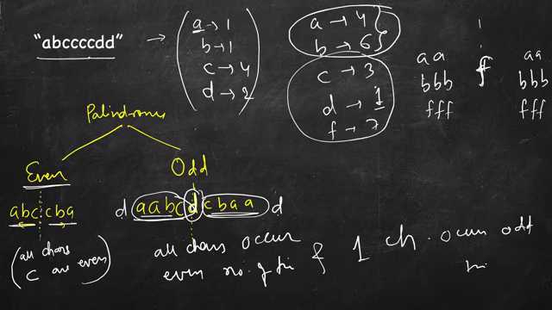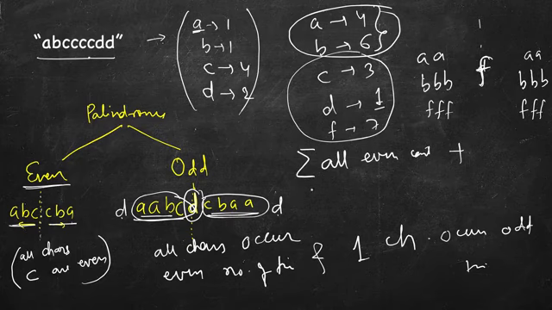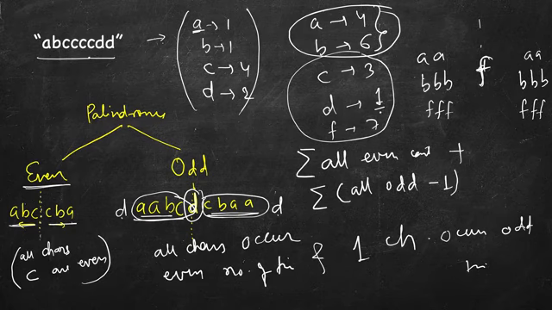And for all the other characters which are occurring an odd number of times, remove 1 from them. So basically what we are doing is the sum of all even counts plus the sum of all odd counts minus 1. We will subtract 1 from each and just take their even occurrences. We will put an equal number on both sides and 1 we can make the center.